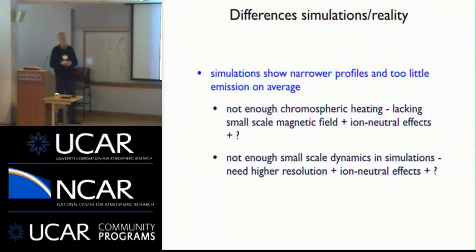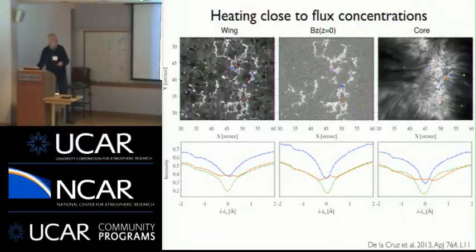But it's also possible that ion-neutral effects play a big role here in the chromosphere. So from the simulations, they should be viewed as numerical experiments that we can learn from, but they're certainly quite far from being an accurate description of solar conditions. So then let's go to observations. And I will show 2 examples, and this is collaborative work, this first one with Jaime de la Cruz and other collaborators, published there. And this is about heating close to magnetic flux concentrations.